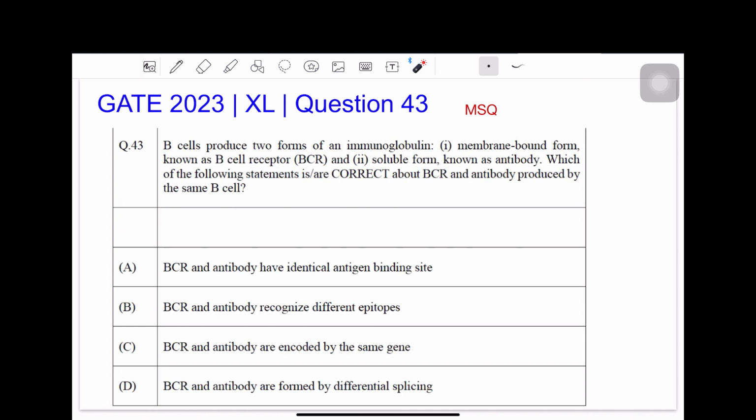The options are A. BCR and antibody have identical antigen binding site. B. BCR and antibody recognize different epitopes. C. BCR and antibody are encoded by the same gene. And D. BCR and antibody are formed by differential splicing.